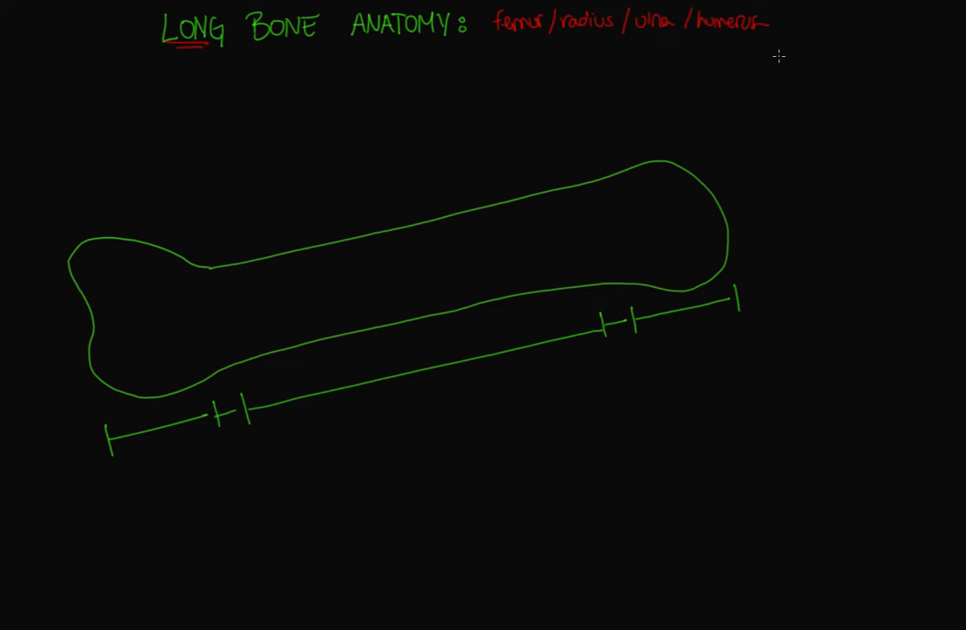Let's take a look at what these long bones are really made up of, both on the inside and on the outside. First off, when you're looking at a typical long bone, you'll notice that it has a shaft. This shaft is also known as the diaphysis. And the ends of the bone, we call those the epiphyses.